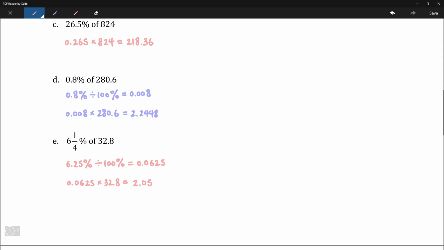Okay, so that's the process of finding the percent of a number. We take the percent, we rewrite it as a decimal, and then simply multiply by the number afterwards.